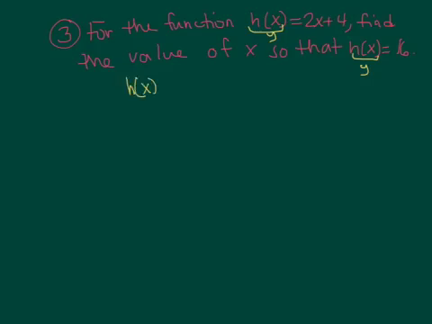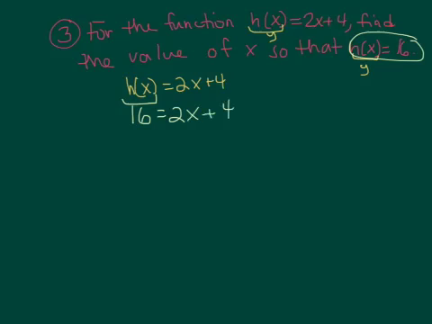So we have h of x equals 2x plus 4. They tell us that h of x equals 16. So what that means is in for the h of x, this whole entire thing, not just the x, not just the h, but the whole entire thing, I'm going to put in 16. Now I have an equation just like the ones that we solved back in the last chapter. So now I can just solve this one like I would normally solve. So I'm going to subtract 4 and then divide by 2. And I do get that x is 6.